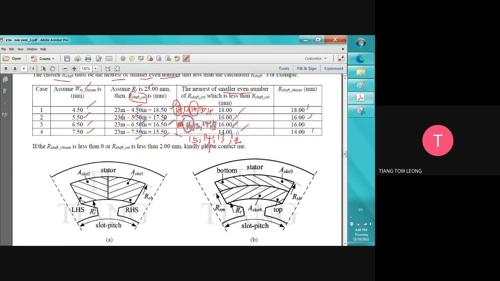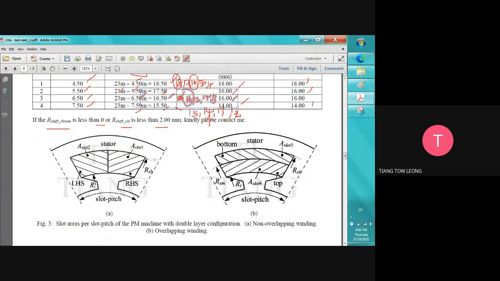So if the sum of the project is less than 0 or R shaft is 2 mm, please contact me.